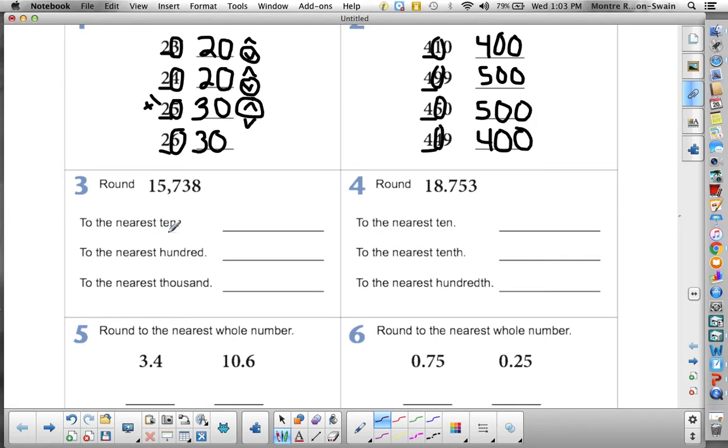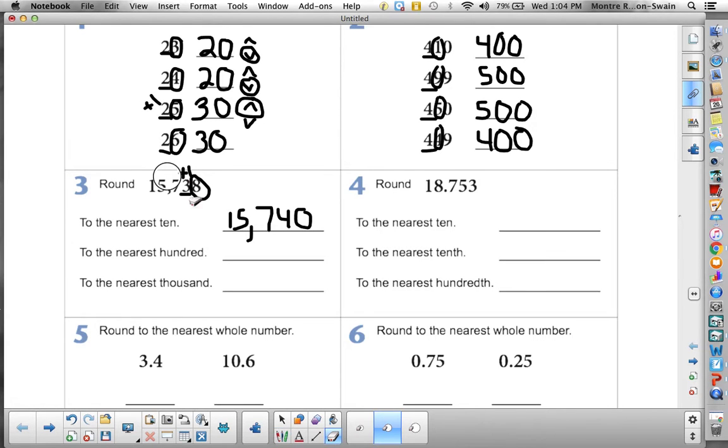So let's start with the nearest 10. So I need to underline the tens place, which is a 3, and circle my 8. The 8 tells me to round up, so I'm going to add 1 to the 3. My 1, 5, and 7 stay the same, so I'm going to have 15,700. Add 1 to the 3, that becomes a 4, and the 8 becomes a 0.